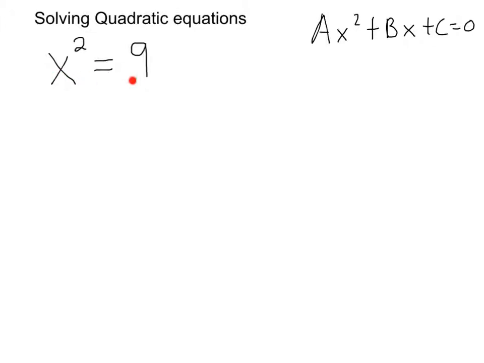What can I do to solve this one right here? It's very simple. I can take the square root of both sides. Now, if you watched the videos last night, you saw that the square root of 9 is not just 3. It's also negative 3.